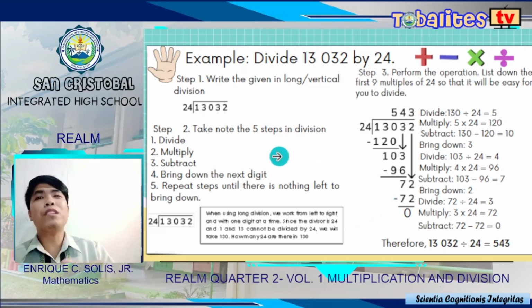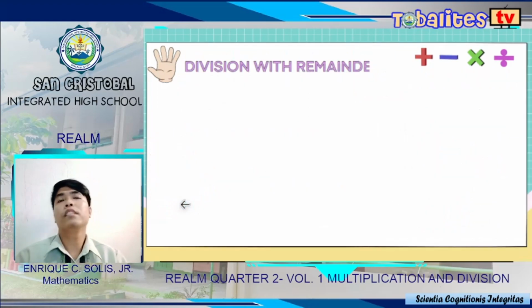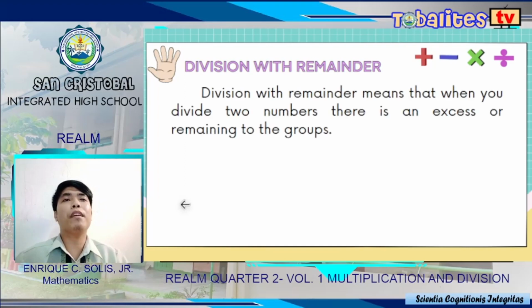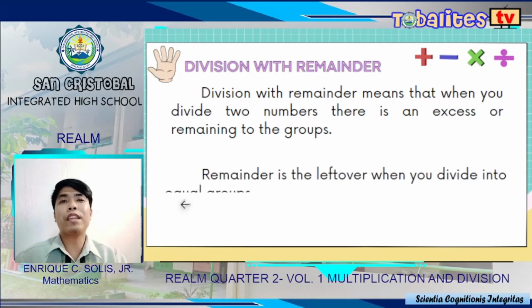Okay, so always remember these 5 steps. Divide, multiply, subtract, bring down, and repeat steps until there is nothing left to bring down. Next, let's proceed with division with remainder. Division with remainder means that when you divide two numbers, there is an excess or remaining to the groups. So when we say remainder, it is the leftover when you divide into equal groups.